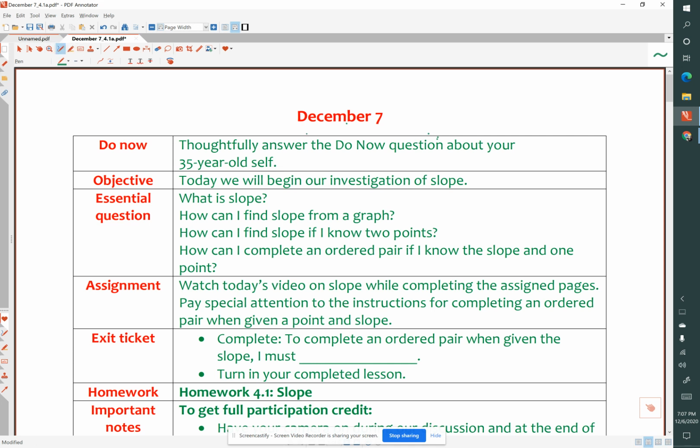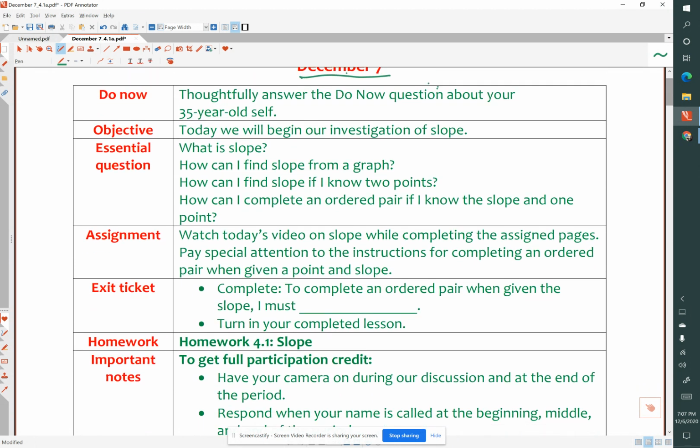Hello, students. Today is December 7th, and welcome to our new unit, Unit 4A, we're calling this, and this is the unit on linear equations. You'll see the word line in the word linear, so that gives you an idea of something about all of these equations. We'll start with a do now, where I want you to thoughtfully answer the question about your future self, kind of an opening to a letter.